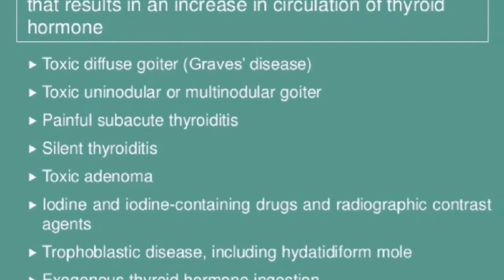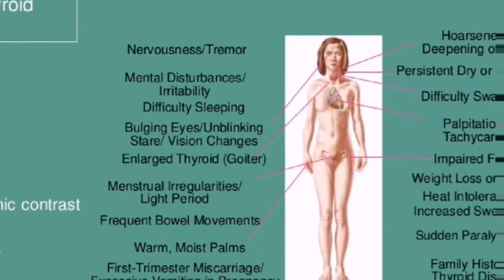Now, what are some causes of disorders that result in increased circulation of thyroid hormone? Toxic diffuse goiter, known as Graves' disease, toxic uninodular or multinodular goiter, painful subacute thyroiditis, silent thyroiditis, toxic adenoma, iodine and iodine-containing drugs, radiographic contrast agents, trophoblastic disease including hydatidiform mole, and exogenous thyroid hormone.